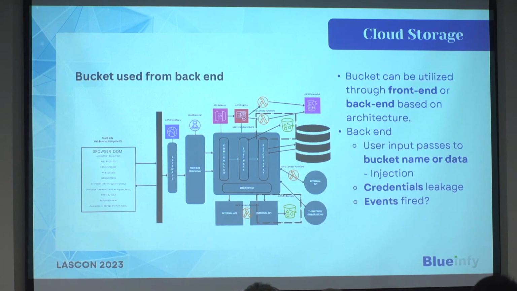If it's used from the backend, you won't find any bucket name on the front side. In that case, you need to look at whether, when you upload a file, there is some activity on the backend. In that case, you can do some event injections as part of the bucket name, because when a bucket is used from the backend side, the bucket name or file name should be crucial. Is there any credential leakage? Are there any events fired from the backend? Those should be checked.